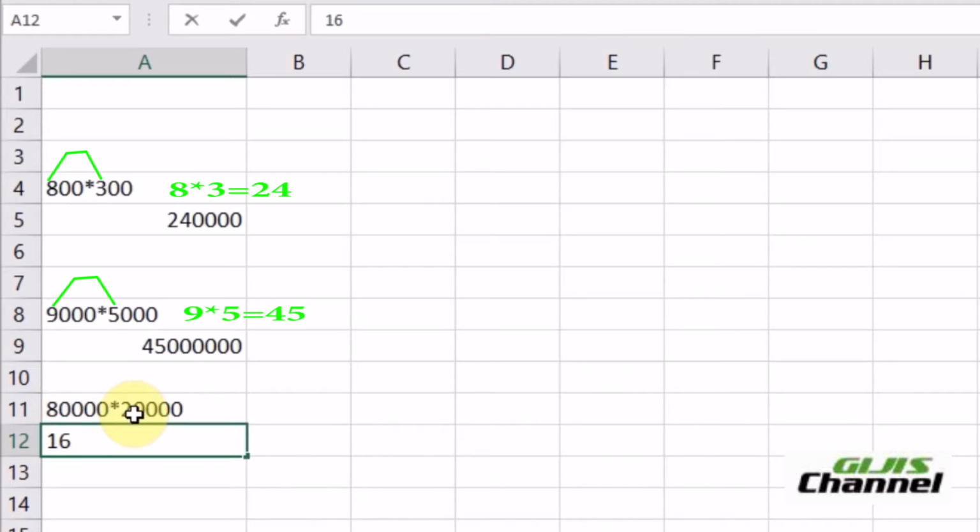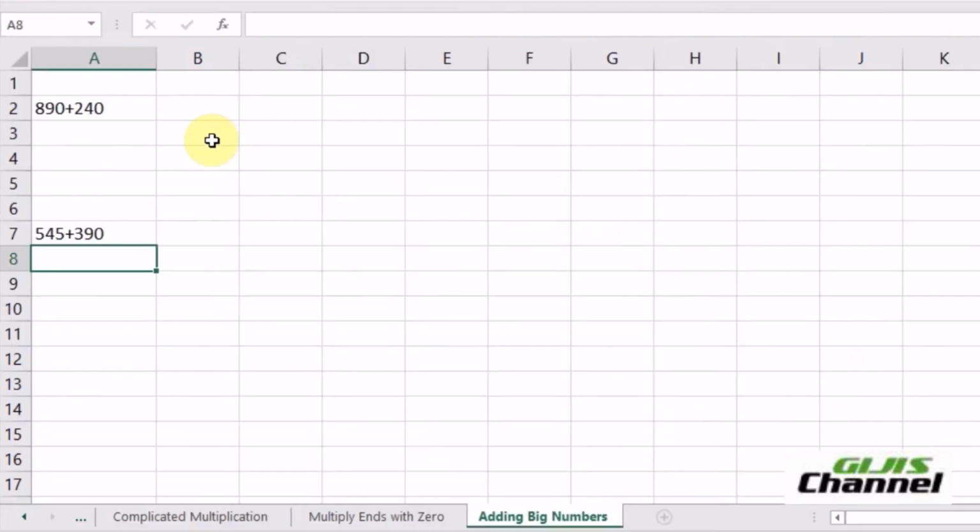1, 2, 3, 4 on the left side. 1, 2, 3, 4 on the right side. So in total, there are 8 zeros you have to put. 1, 2, 3, 4, 5, 6, 7, 8. That's the answer. Let's see how we can add big numbers.